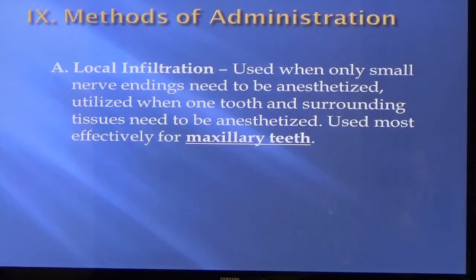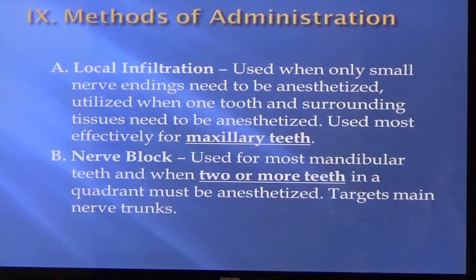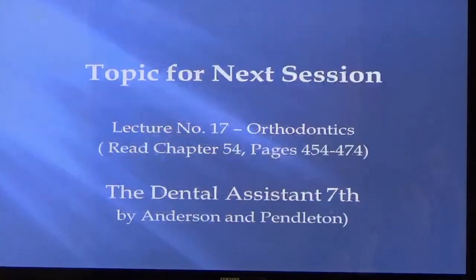Again, these will go over fast because it's kind of repetitive of what we already went through. Local or infiltration, again, for maxillary teeth, you go right outside the tooth. A nerve block is when we need 2 or more teeth. We're going to try to get that main branch so that we numb up not just 1 tooth, but 2 or 3 teeth that we need. So, the nerve blocks.